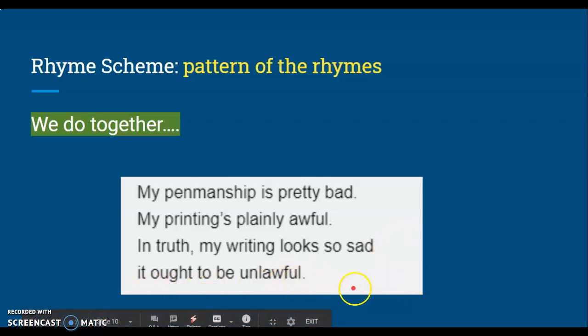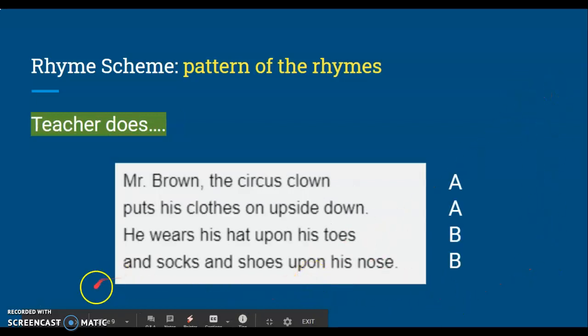And same for unlawful. So is it A, B, B? Is it A, B, B? Is it A, B, C, A? Take some time to think about it. Type in your answer in the chat, and we'll look at it together.